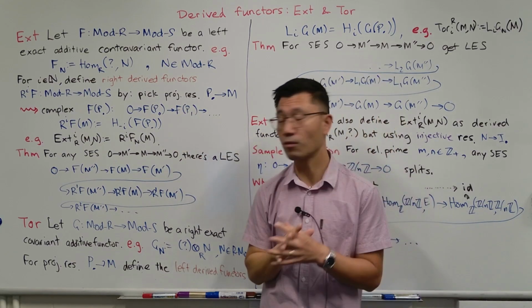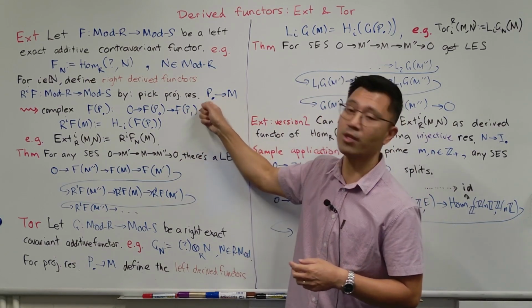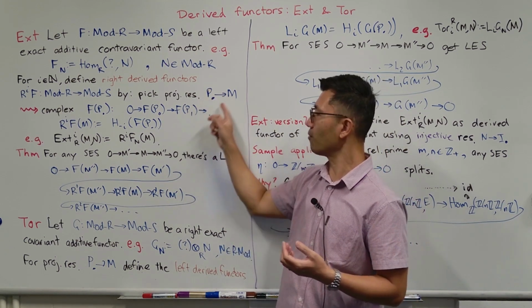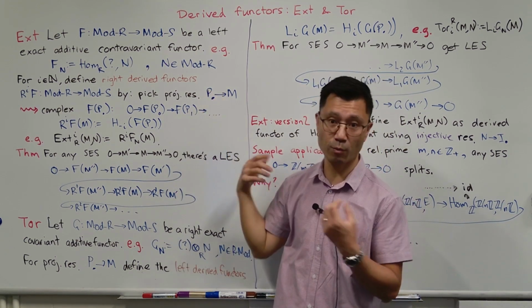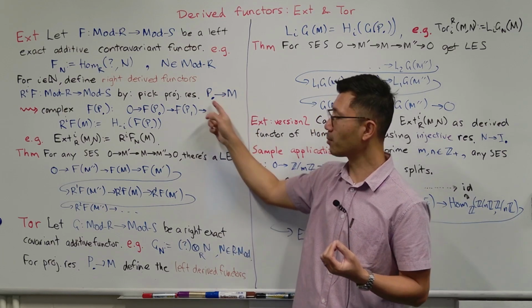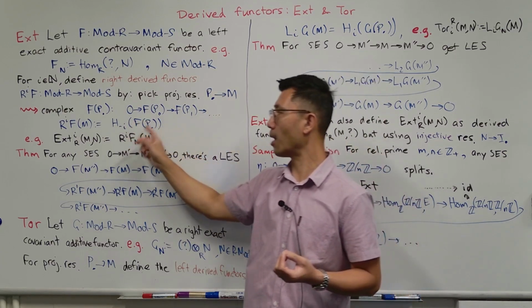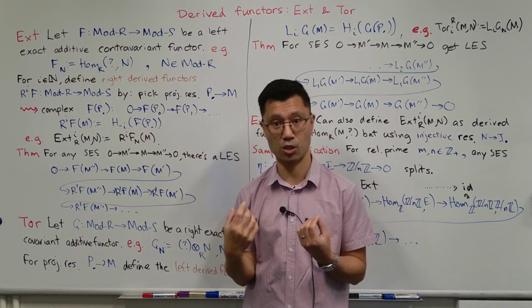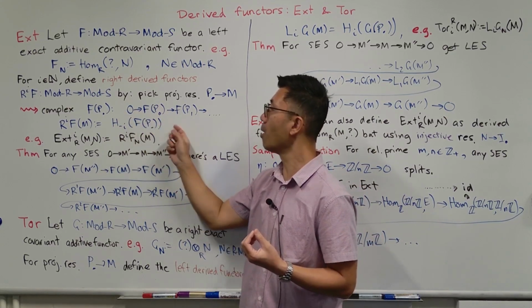Remember some things. Of course, this depends on the choice of the projective resolution, but one of the things that we know is that if you have a different choice of the projective resolution, you'll just get something that's homotopic to the original, so up to a canonical isomorphism, this homology module won't change.